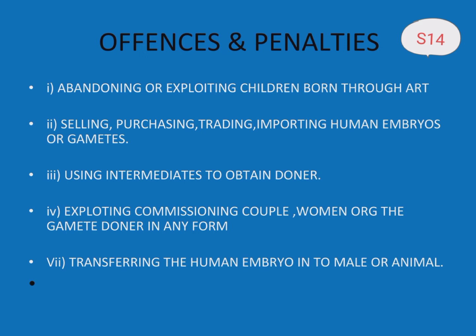First is abandoning or exploiting children who are born through ART. Second is selling, purchasing, trading or importing human embryo or gamete. Third, which is more important, is using an intermediary to obtain a donor. It is like a middleman. A middleman can't be used. Fourth is exploiting the commissioning couple, the woman or the gamete donor in any form. Fifth is transferring a human embryo into a male or an animal, which is unnatural.